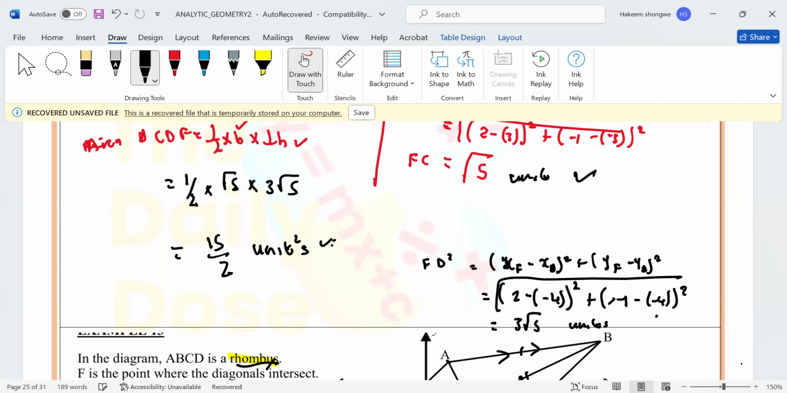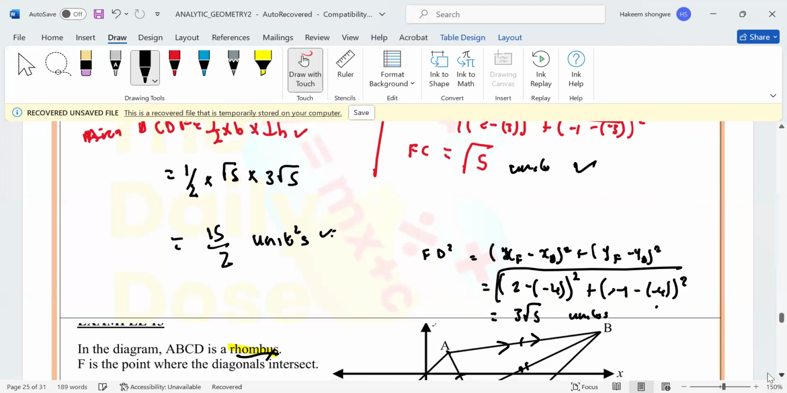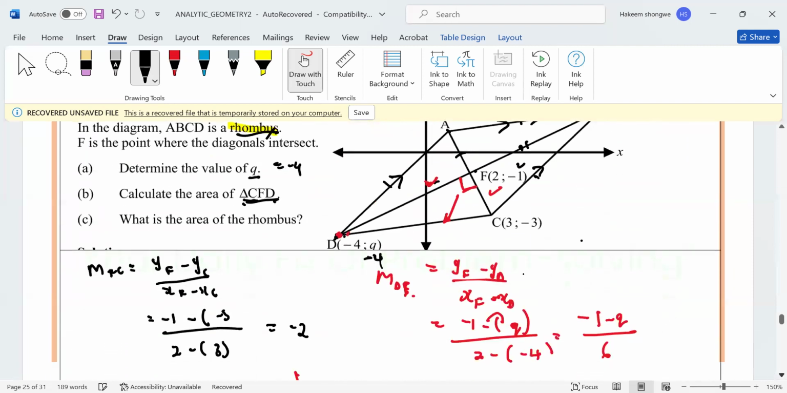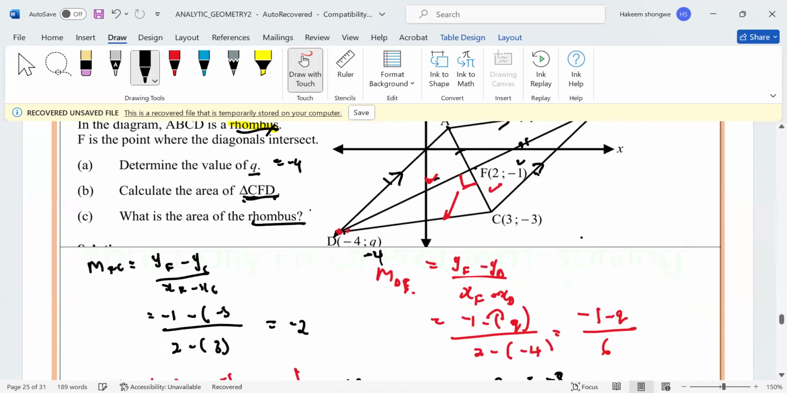Now, I'm going to go to the last one, area of a rhombus. Calculate the area of a rhombus. A rhombus is rectangular in shape. So how do you get the area of a rectangle? How do you get the area of a square? Area of a rectangle or area of a square, how do you get it? It's length times breadth.